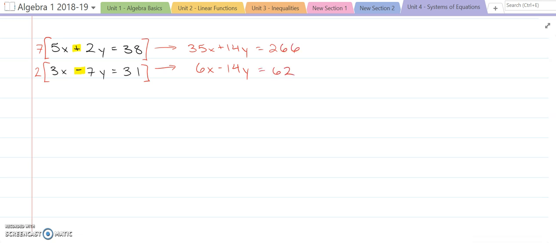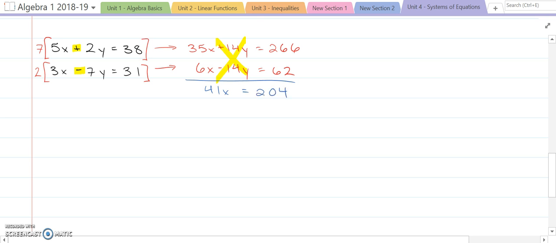So the goal was, again, to make it so that you could eliminate. I'm going to add those two equations together. 41x equals 204. And divide it away.